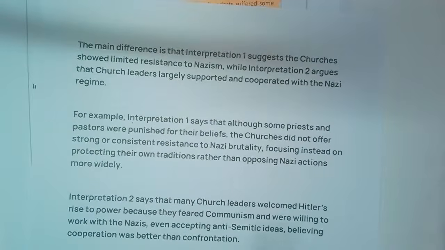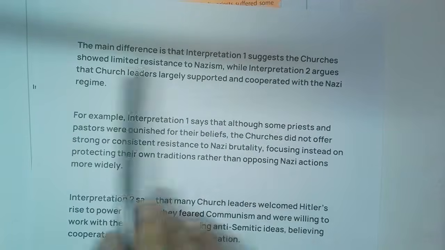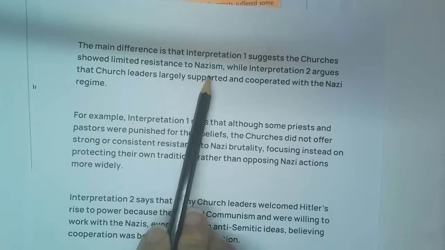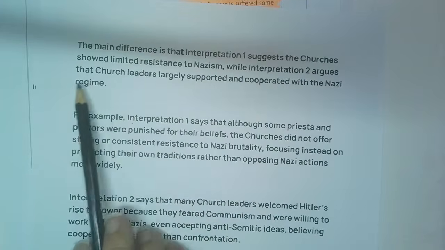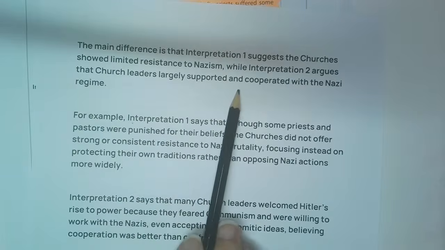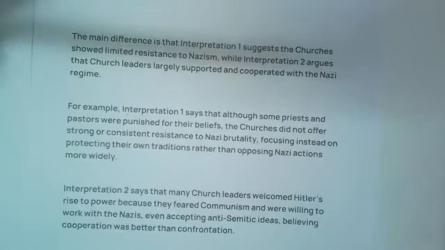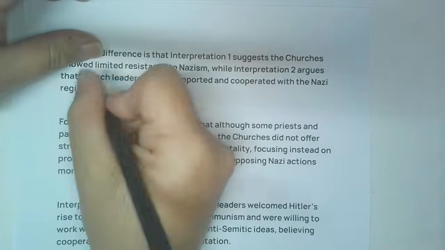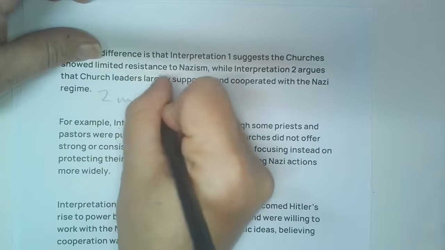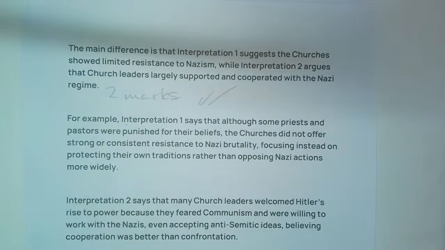There we go. So, the main difference is that interpretation 1 suggests that the churches showed limited resistance to Nazism, while interpretation 2 argues that church leaders largely supported and cooperated with the Nazi regime. And that is your answer. That's the main difference. Now, that is 2 marks. There you go. As an examiner, I'm like, 2 marks, move on.